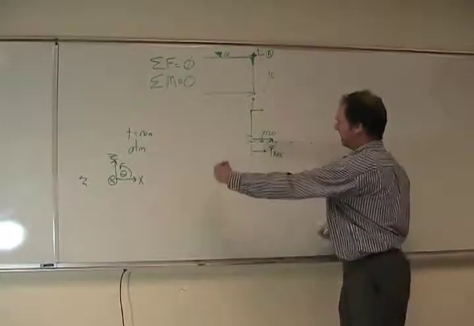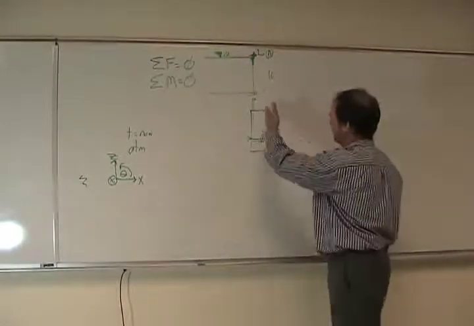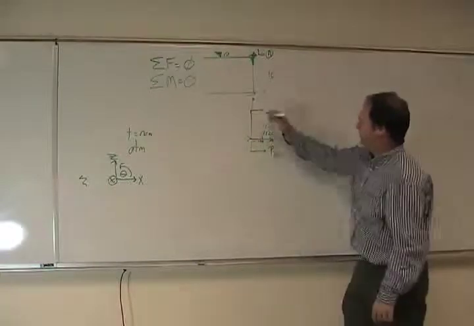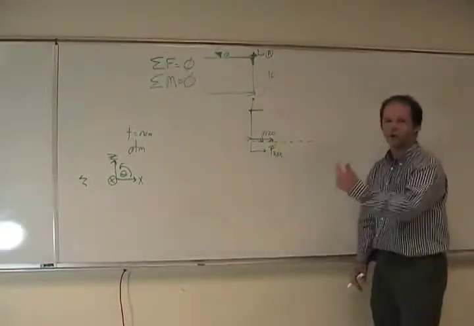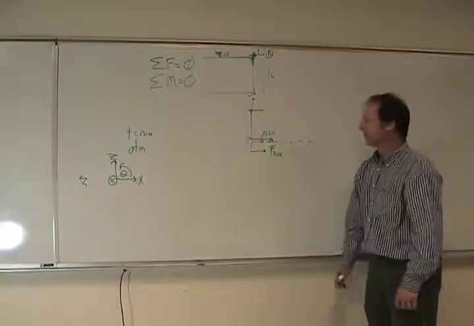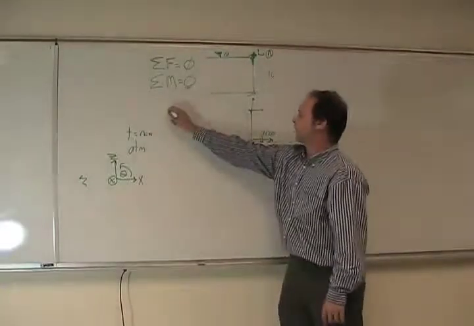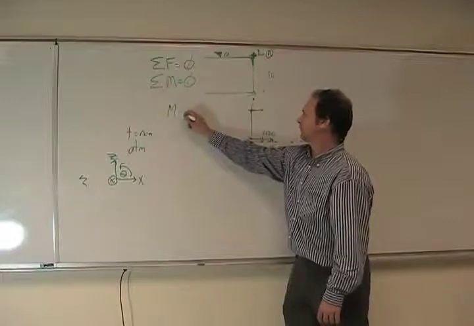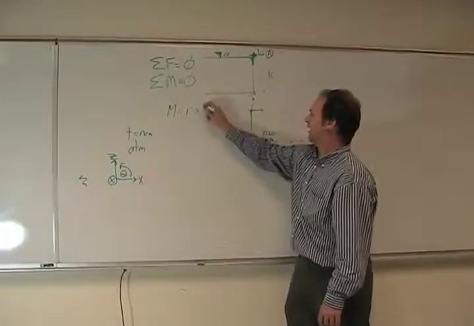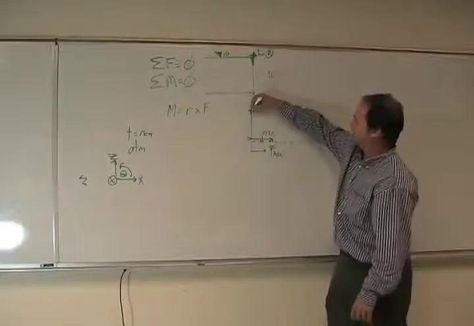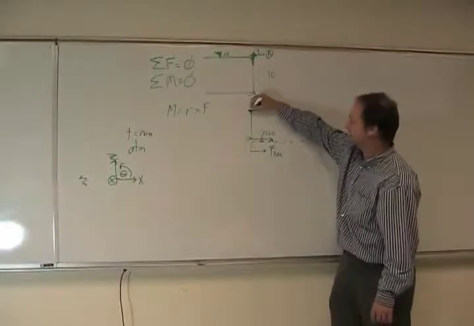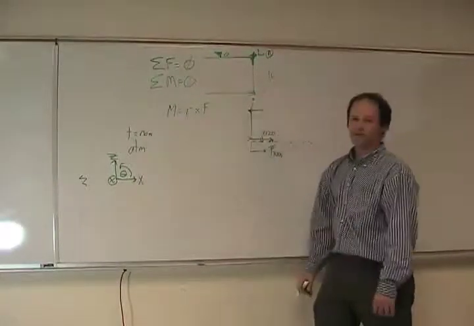Again, we continue to show it positive. We're showing this is positive and this is positive. We're going to write our sum of the moments about that point, which means we have to know what a moment is at this point. So we have to know that a moment is equal to R cross F. And that means R is going to be the radial vector from the point of spin, and F is going to be the vector that is the force.